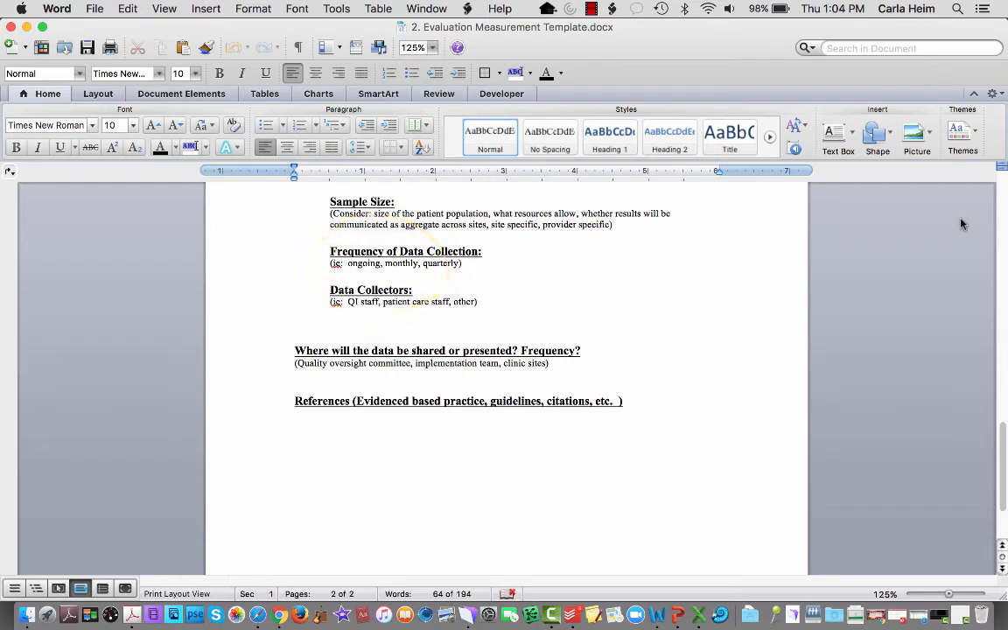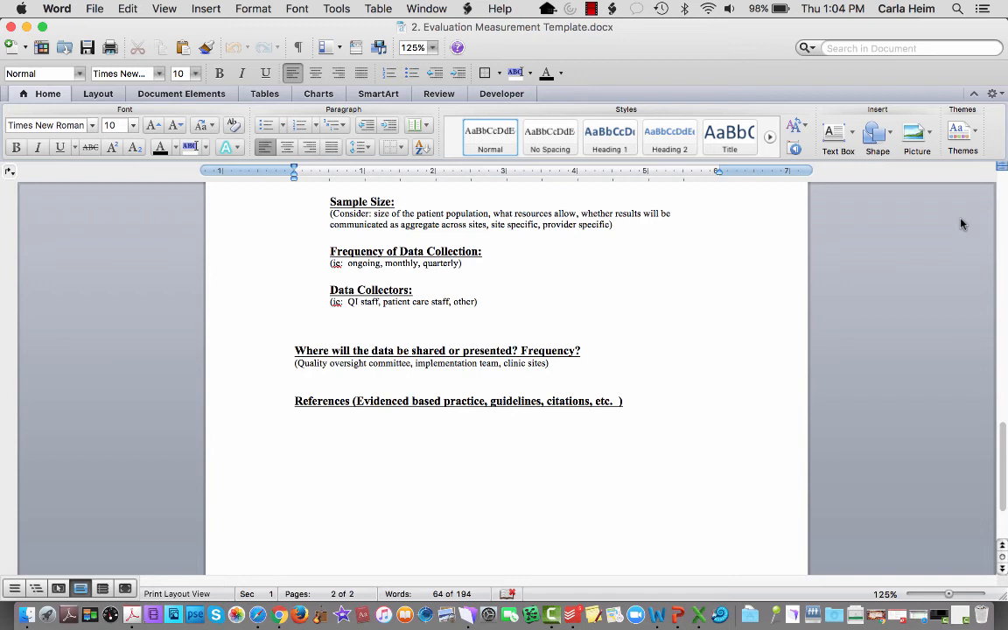Again, frequency of the data collection. Typically, it's ongoing. Is it monthly, quarterly, weekly? How have you defined it? Again, back to those definitions. And data collectors can be anyone from frontline staff, QI committee, staff folks, you name those people. Once you figure out how you're going to get it, what you're going to get, and the frequency, then you have to have that discussion as well. Where will data be shared or presented? Frequency. What is the communication plan for sharing your measurement or your data? That will look different in every organization, so consider that up front.